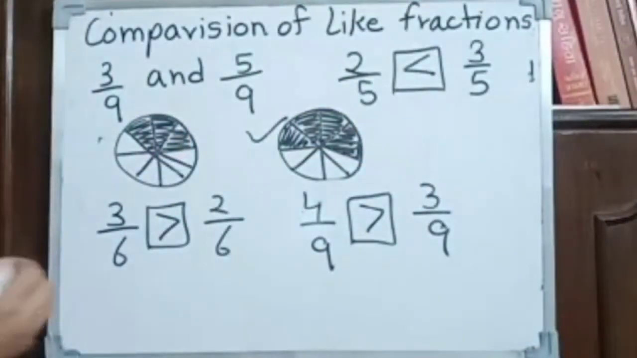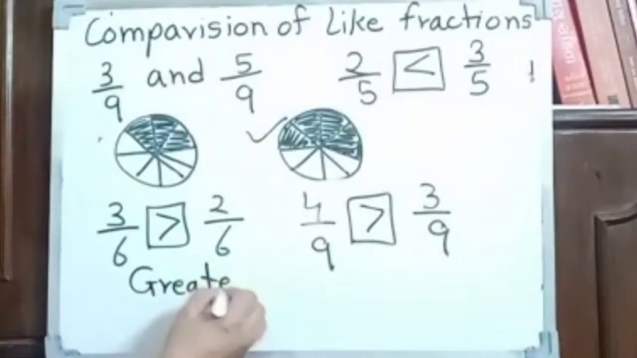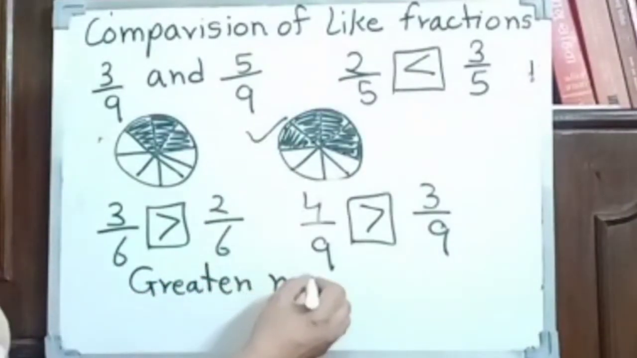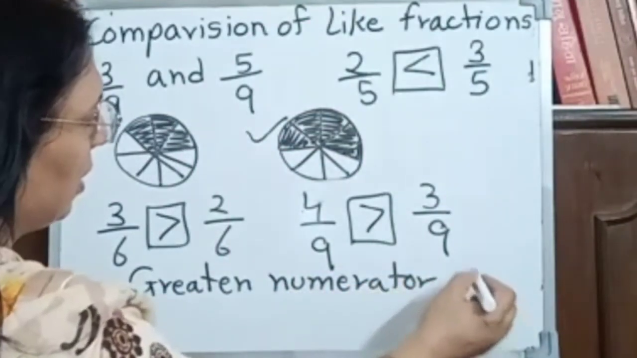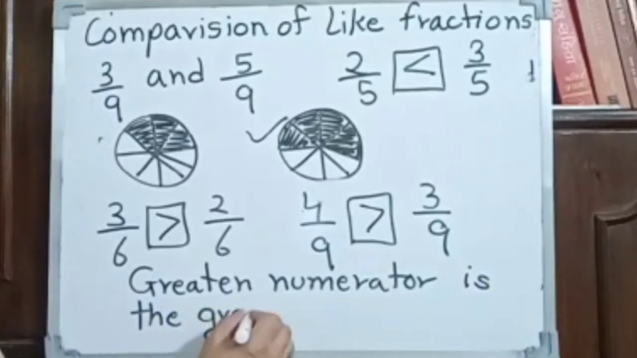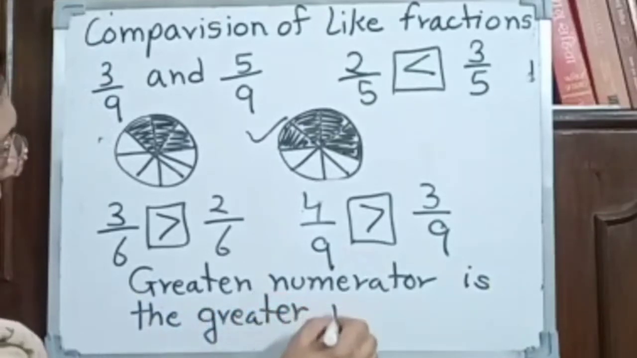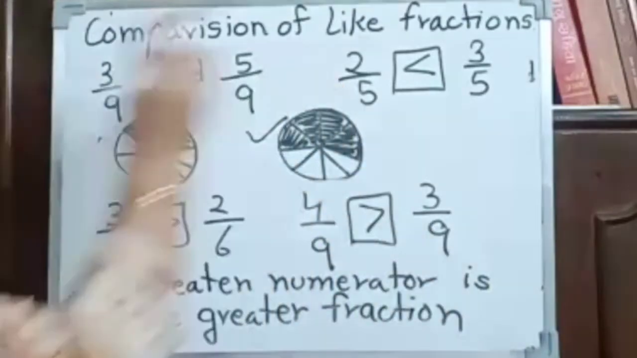This is greater. The greater numerator is the greater fraction in like fractions.